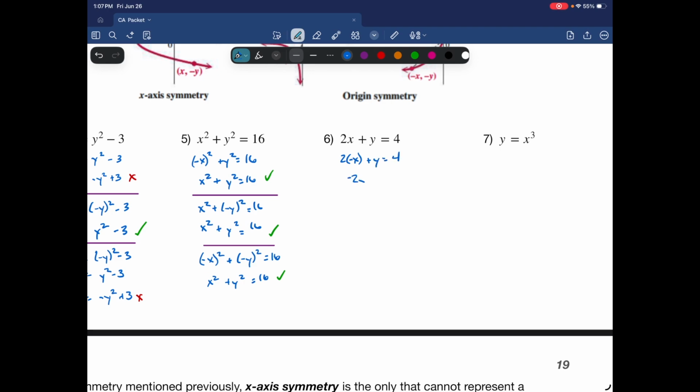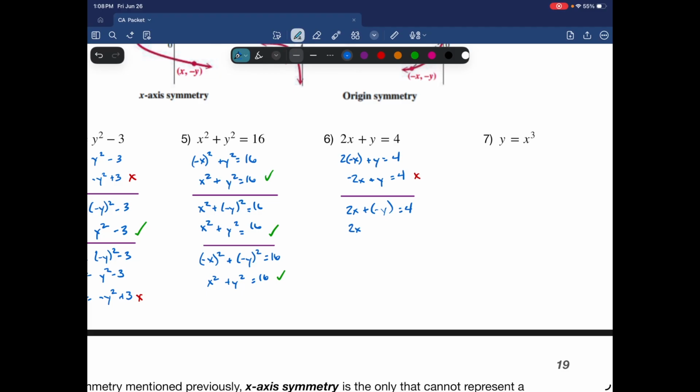We got 2 times negative x plus y equals 4. Negative 2x plus y equals 4. That's not my original. So that doesn't work. You may also be able to tell that this equation right here is a line. And a line is only symmetrical if it goes through the origin. And it doesn't look like this one does. There's a good chance this one's not going to have any kind of symmetry. So let's just check it out though.